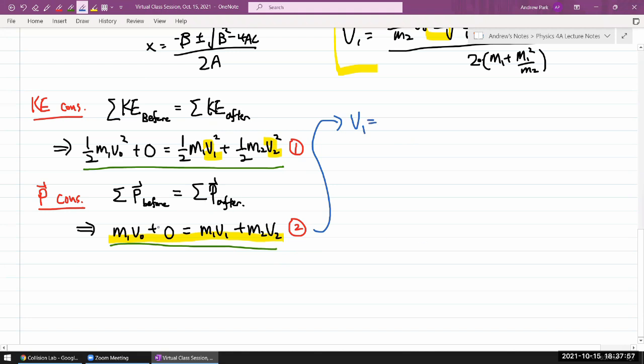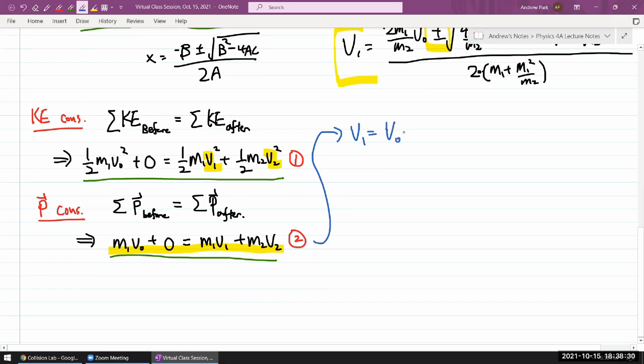Okay, I move V2 over, I divide through by V1, I have V0 minus M2 divided by M1 V2. Okay, so let's use this to eliminate V1 from my equation 1. And I'm going to come back to this because eventually I will want a value for V1. So I'll come back to it, but later.